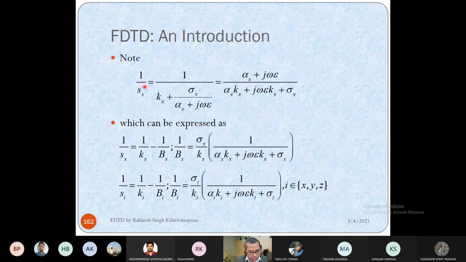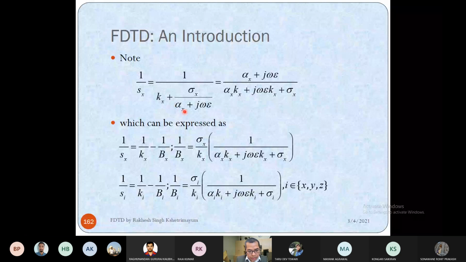Let us look at the inverse Fourier transform of 1 by sy and 1 by sz. Let us look at 1 by sx first, then we can similarly do it for 1 by sy and 1 by sz. What was 1 by sx? Sx was defined as kx plus sigma x by (alpha x plus j omega epsilon). We have already added one extra term here, which is alpha x, so that we can define the breakpoint frequency based on alpha x. Now you multiply by this term, and finally 1 by sx will be (alpha x plus j omega epsilon) divided by (alpha x kx plus j omega epsilon kx plus sigma x).